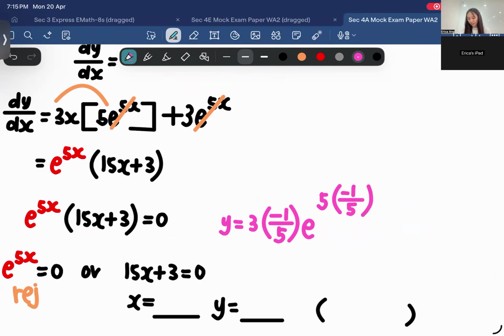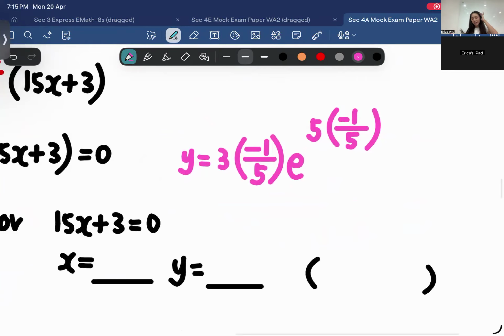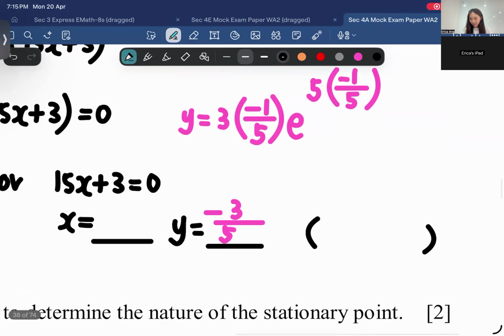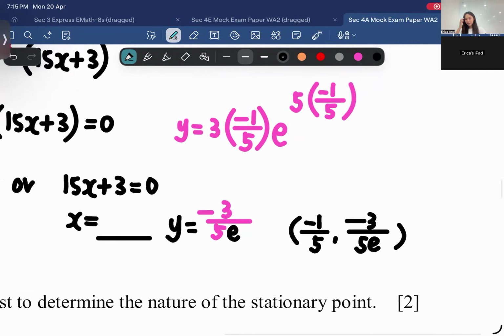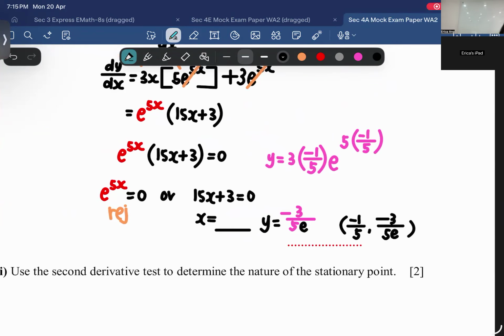So this is what I want to see. So when you plug in, right, don't press the calculator. So Jia Le, what will you get? Negative 3 over, then after that, so e negative 1, shall we just bring it down? Correct or not? Yes. So we have negative 1 over 5 and then negative 3 over 5e. Okay? That's what we have here. Make sense? Get it right? It's e power negative 1, not negative 3. Got it? Okay, do the next one.